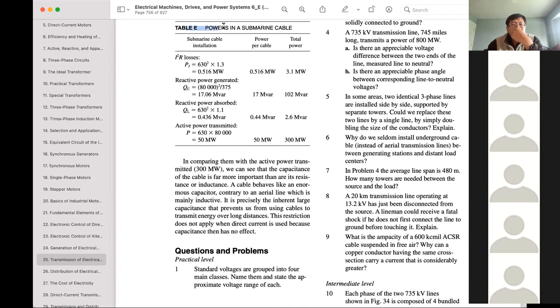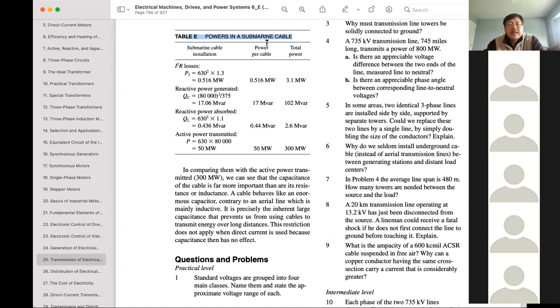So the table here gives a submarine cable. This also works for the underground cable. So for the total power, the reactive power and delivered power, the total power loss is very small because of the short distance, 3 megawatts of copper loss.